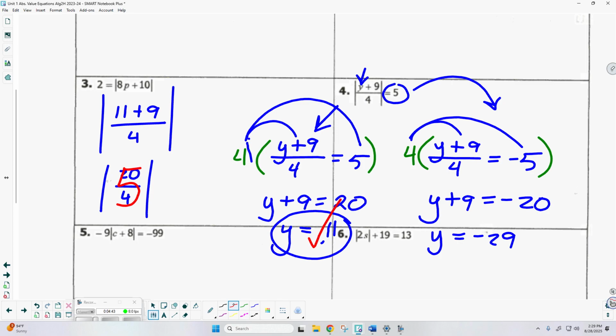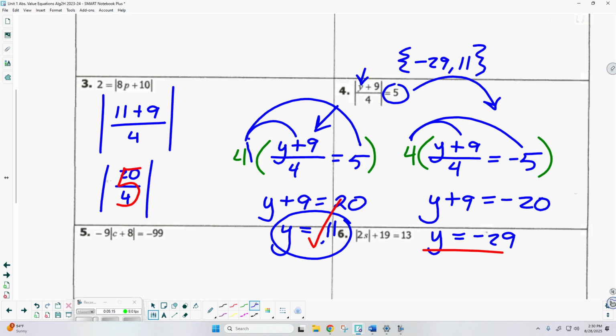We did one yesterday that took a little longer, only because the answer was fractional. We just had to do a few more operations. And I'll go ahead and tell you that negative 29, that also works. So I'm going to write my answers as a roster: negative 29, comma 11. Remember, if you write the order differently, is that a problem? No, not a problem at all.